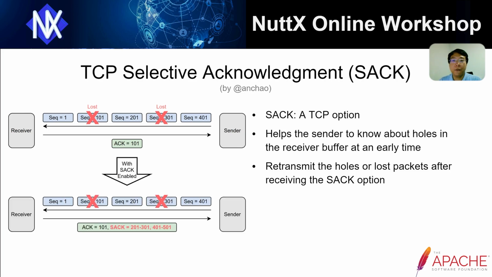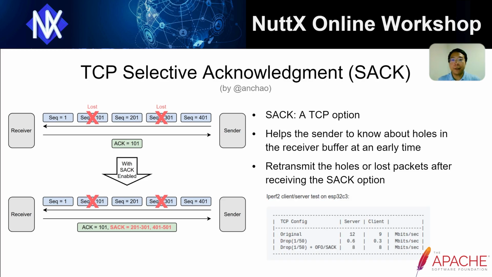As shown in the figure, the receiver may save received packets in an out-of-order queue and use the SACK option to tell the sender which packets it has already received. Then the sender will know where the holes or lost packets are and can retransmit them earlier than the normal retransmission mechanism using timeout.